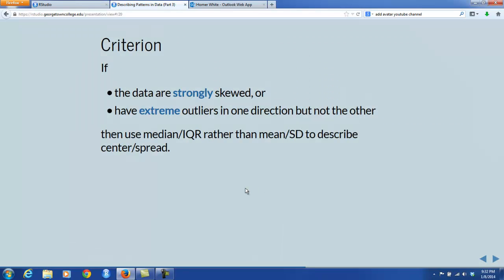So the basic criterion comes down to this. If the data show really strong skewness, or if they have extreme outliers in one direction but not the other, then you should probably use the median and the interquartile range as measures of center and spread, rather than using the mean and the standard deviation. But if the data aren't strongly skewed and don't have big outliers, then you could really use either one. But a lot of people by default tend to prefer the mean and the standard deviation when it is acceptable to use it.